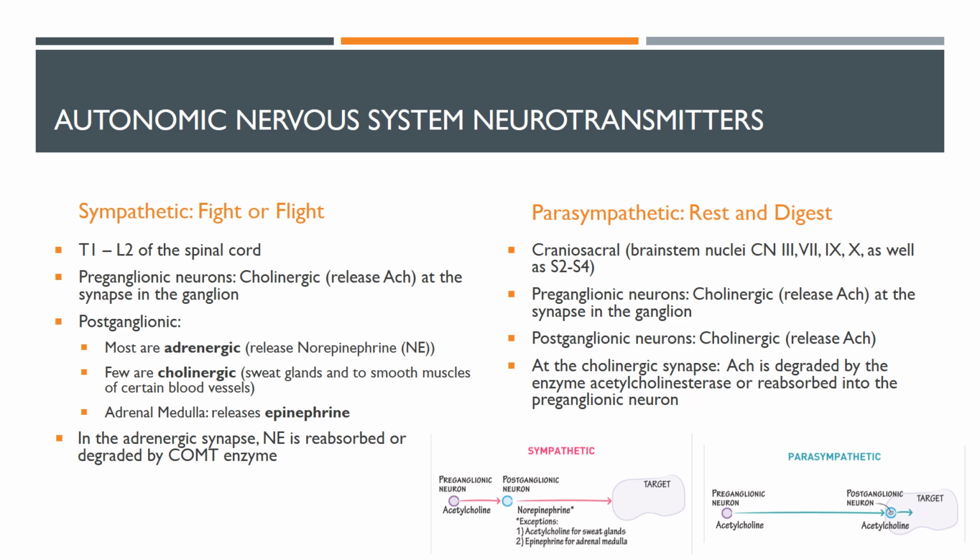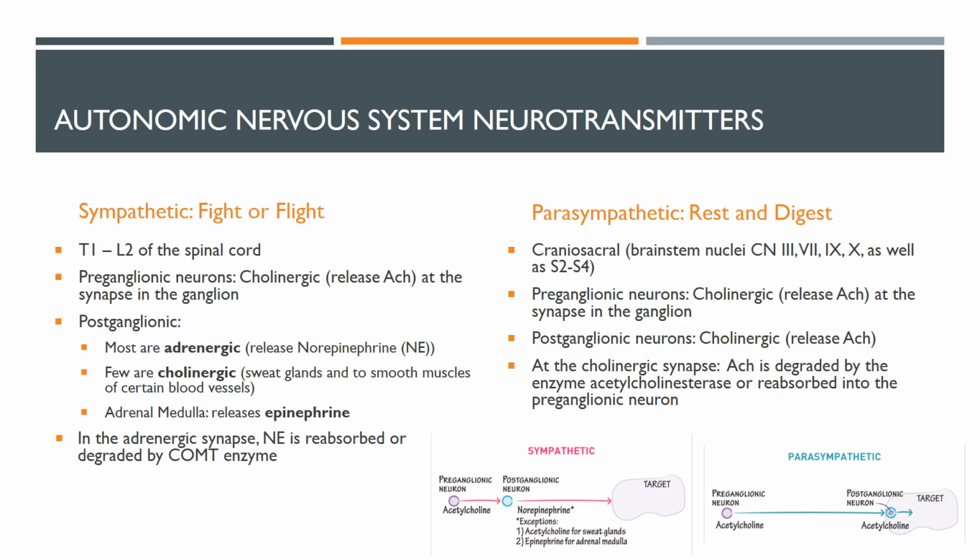So we can put the autonomic nervous system into two different parts, the sympathetic and the parasympathetic. Your sympathetic is going to be your fight or flight, while your parasympathetic is your rest and digest. So for the sympathetic nervous system, usually at T1 to L2 of the spinal cord, the preganglionic neurons are going to be cholinergic, so they release acetylcholine at the synapse in the ganglion.